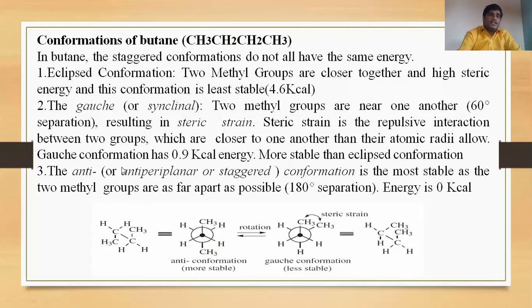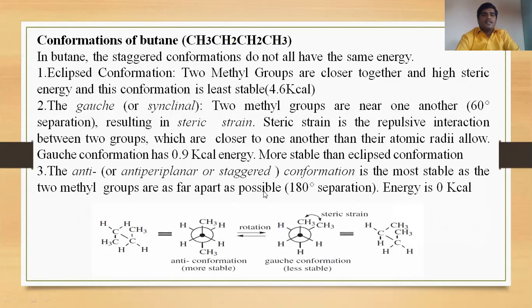Then the second conformation is the Gauche conformation. Two methyls are nearer to each other at a 60 degree angle, resulting in steric strain, which is the repulsive interaction between two groups closer than their atomic radii allow. Gauche conformation has 0.9 kilocalorie per mole energy, and it is much more stable than the eclipsed conformation, because there the energy is 4.6, here the energy is 0.9, and due to the 60 degree angle the steric energy is lesser.